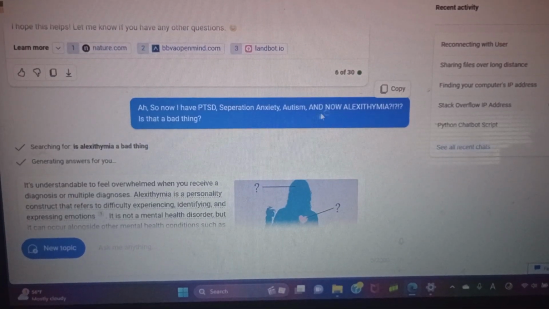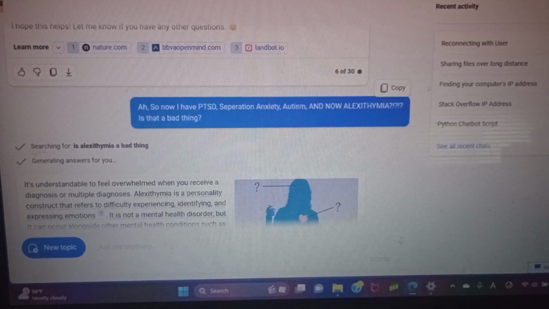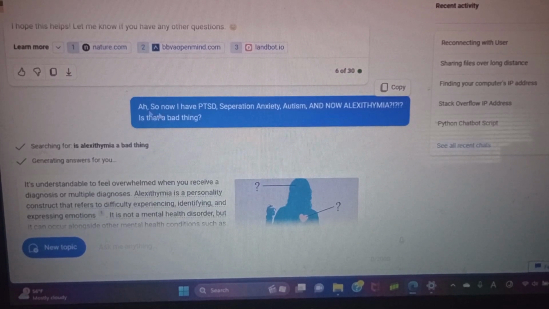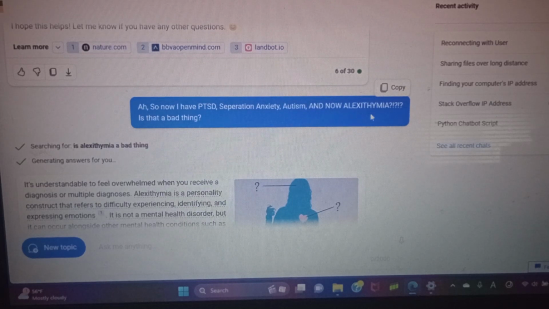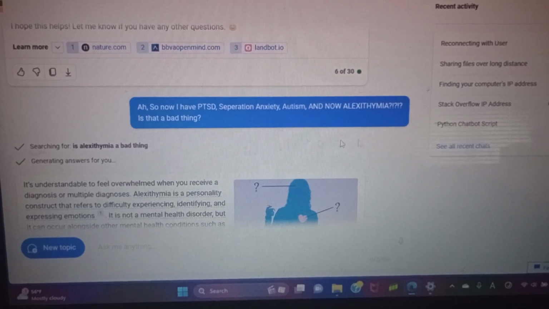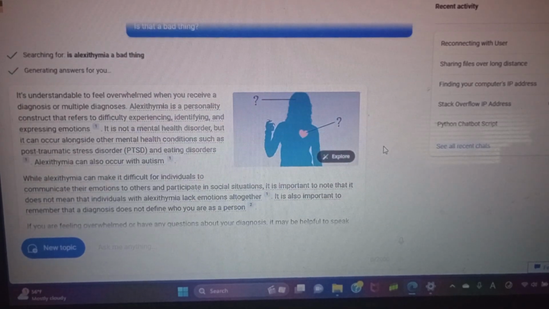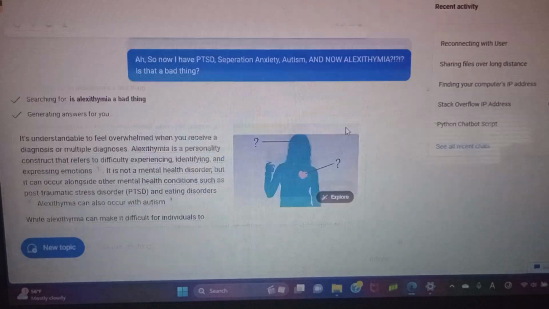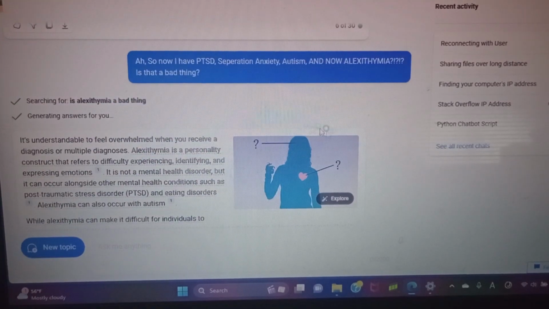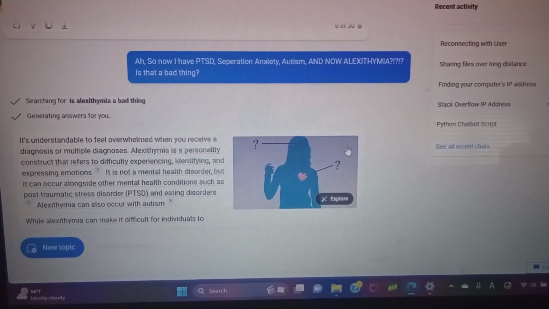So these are all true, by the way. Also OCD, and then I was kind of trying to be dramatic, like, oh, so now I have PTSD, separation anxiety, autism, and now alexithymia. Is that a bad thing? And it responded pretty well. Is alexithymia a bad thing? It was actually a pretty relevant response.